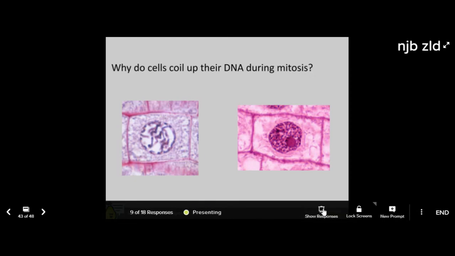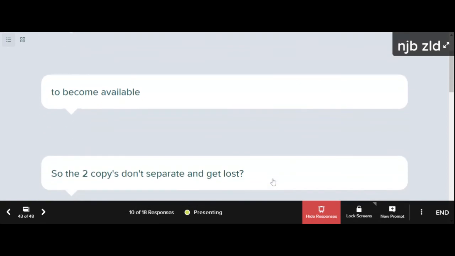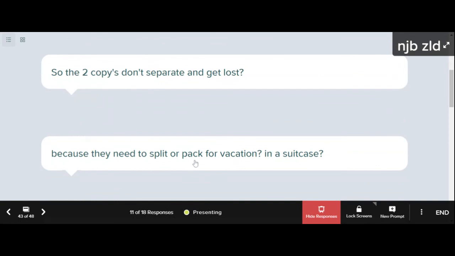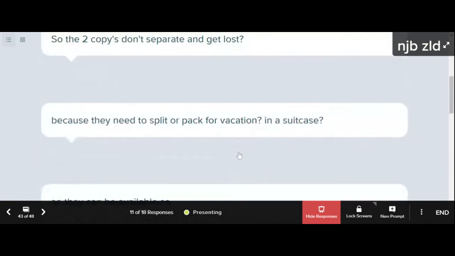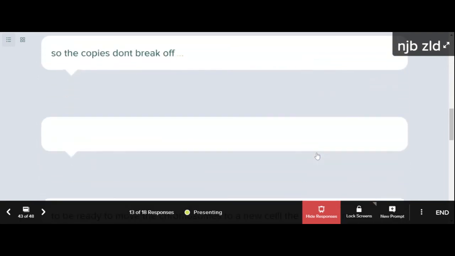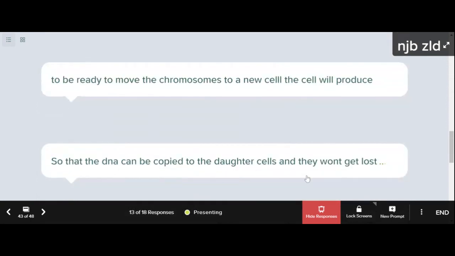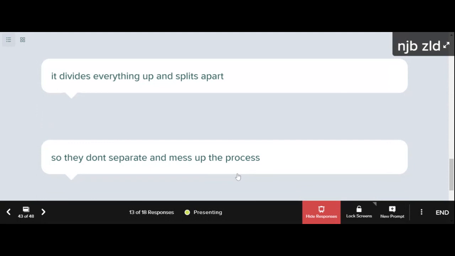Nine responses. Why do cells coil it up? To become available. Yeah, I like that one. So the copies separate and don't get lost during mitosis. That's right. I like that. Yes. Yeah, because you're coiling up tight, right? So that when you separate those chromosomes, they don't get pieces broken off and lost, right? It's easier to move chromosomes, to move DNA, if it's tightly packed. Easier to separate the chromosomes without DNA getting lost if it's tightly packed. They don't separate and mess up the process. Good.